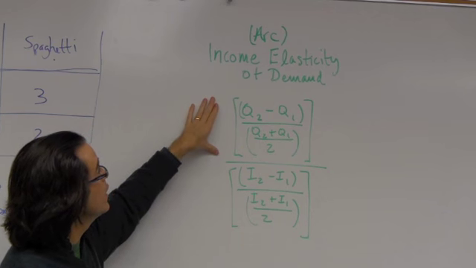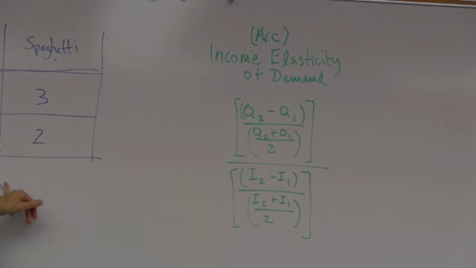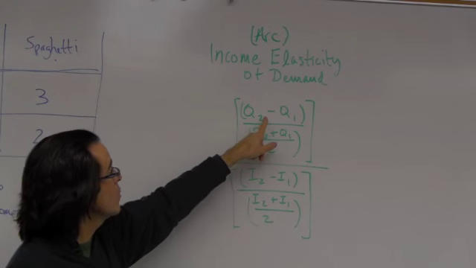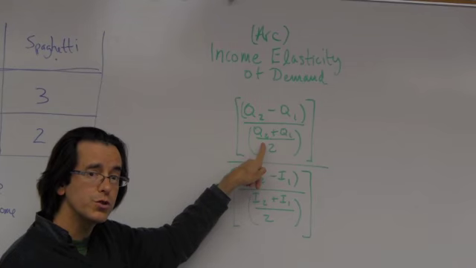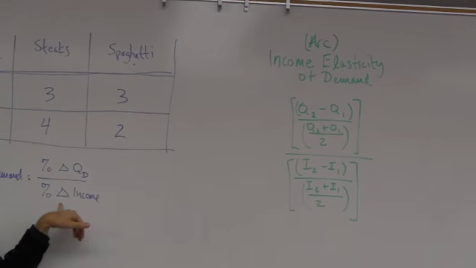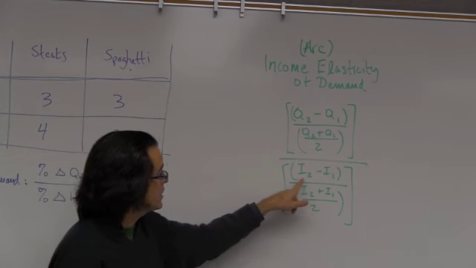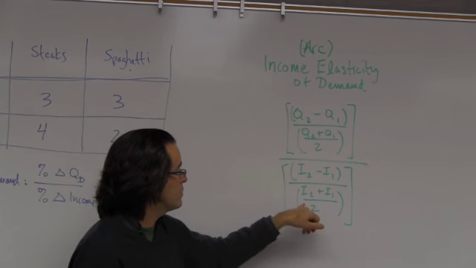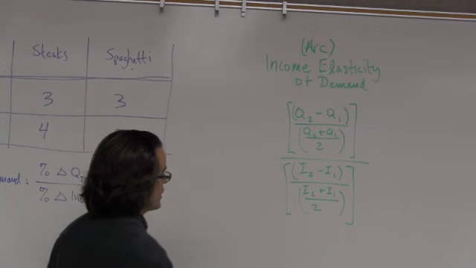In the numerator, we're talking about the percentage change in quantity demanded: the second quantity demanded minus the first one, divided by the average of those two quantities. And in the denominator, we're estimating the percentage change in income: the second income minus the first income, divided by the average income. Okay, so let's go through the calculation.